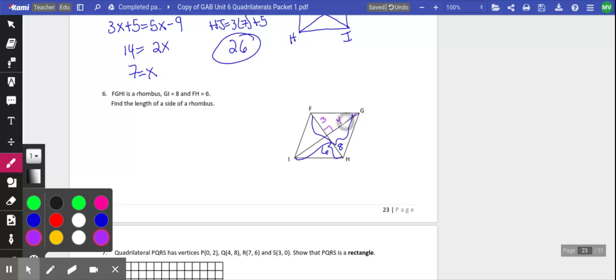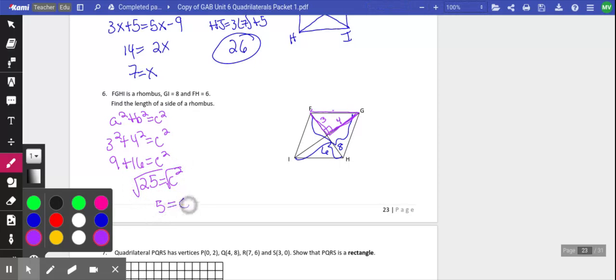So that means up here, I create a right triangle where the legs are 3 and 4. So to find the sides of the rhombus, I'm going to use the Pythagorean theorem. a squared plus b squared equals c squared. c is the side opposite the right angle. So it's 3 squared plus 4 squared equals c squared. So 9 plus 16 equals c squared. Take the square root of both sides, and 5 equals c. And that's the length of one side. And all the sides of a rhombus are equal.